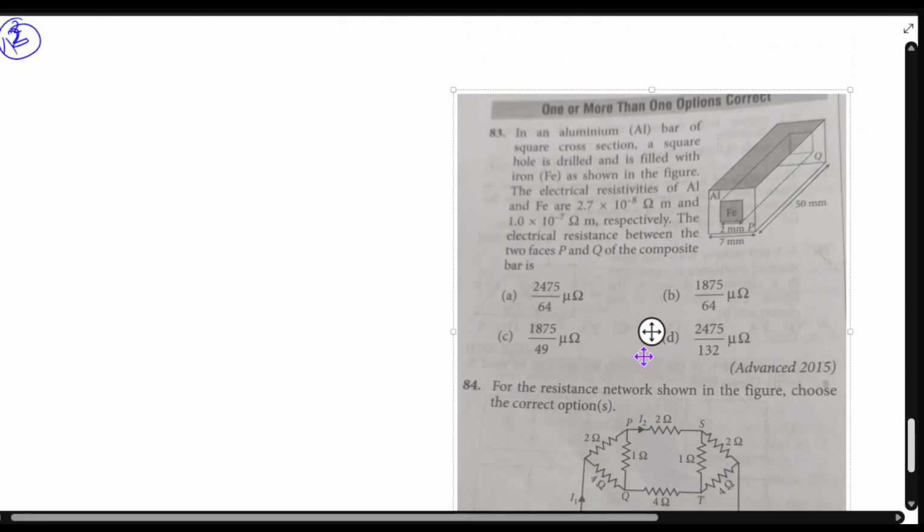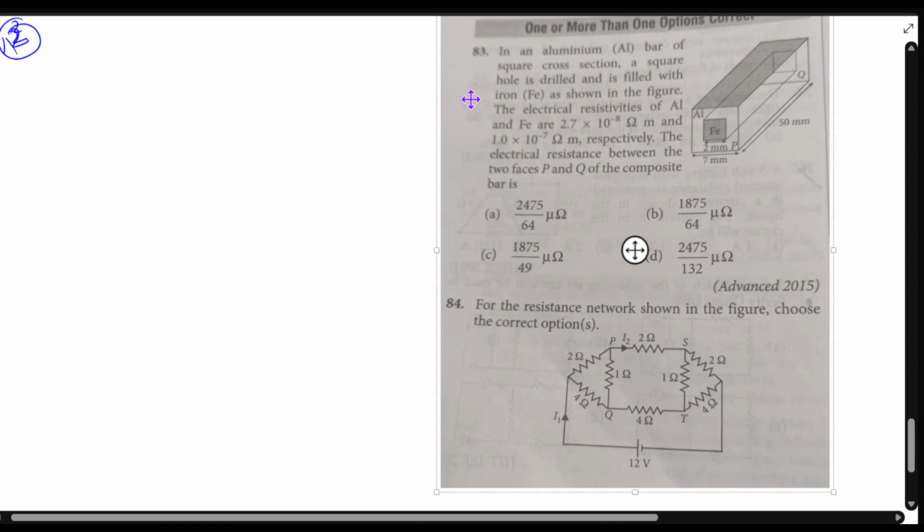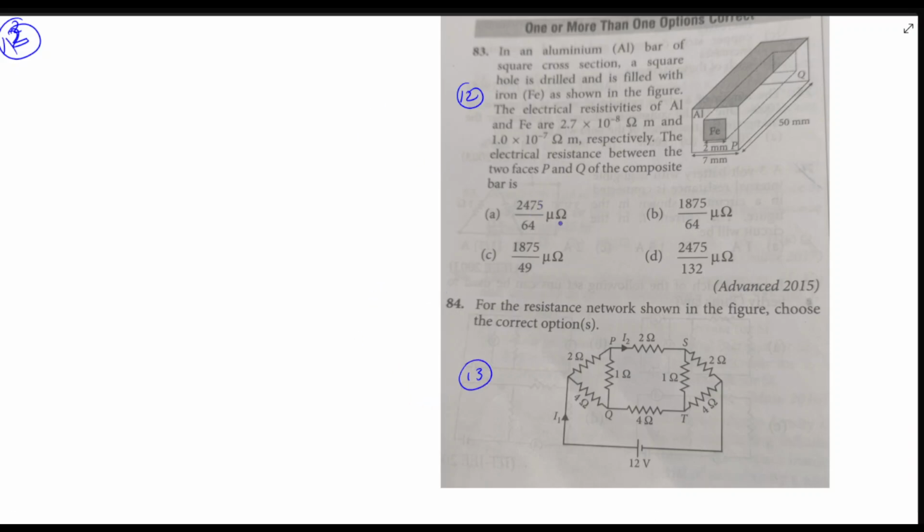We have two more questions, this is our 12th and this is our 13th. An aluminium bar of square cross-sectional area is drilled and filled with iron. So this is iron. The resistivity of aluminium is 2.7 into 10 to the power minus 8, and the resistivity of iron is 1 into 10 to the power minus 7. We have to find the electrical resistance of the two phases.